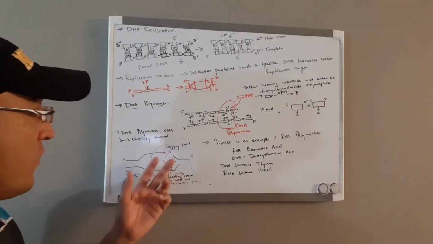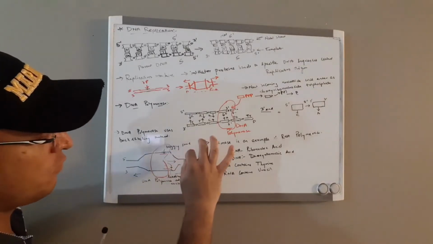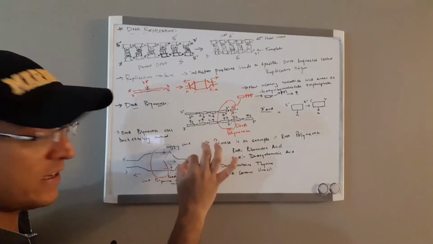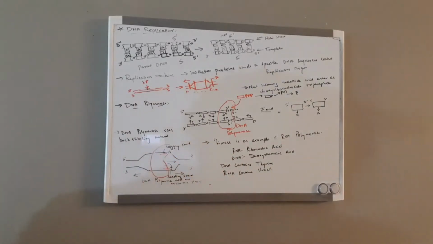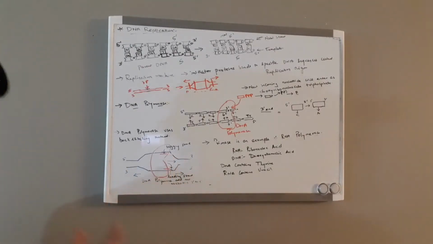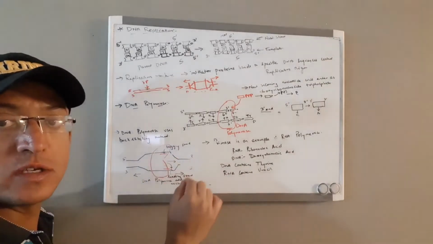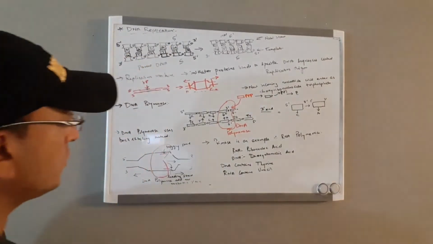So as the replication fork moves, it continually exposes unpaired bases on the lagging strand, and new RNA primers are laid down at intervals along the newly exposed strand. I will show you.